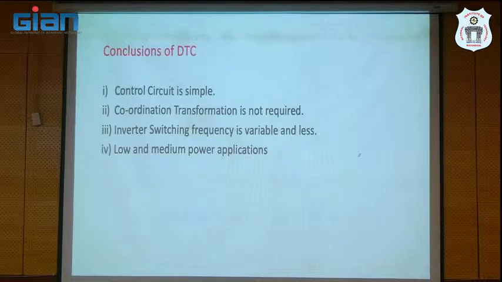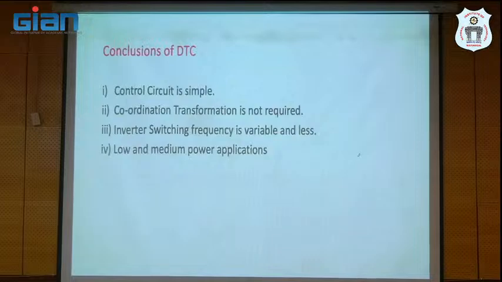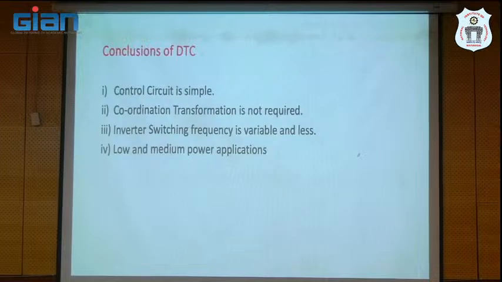Torque ripple is high. Okay, very good. Any other issues? There is a serious issue here. By adopting the DTC, we can eliminate the transformations. Transformations are not required, right? Your control circuit becomes very simple. Orientation is not required. We do not need to bother about orientation.